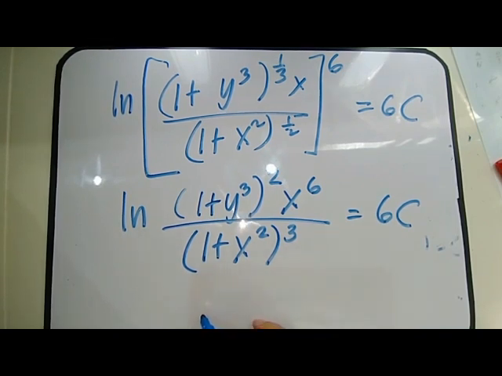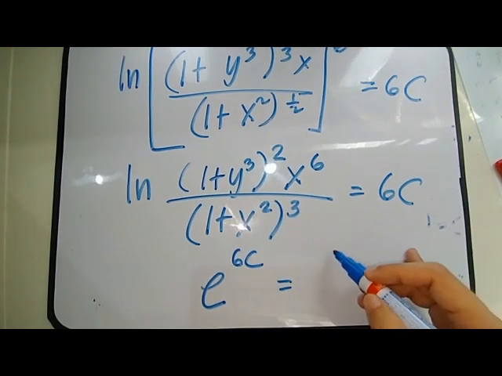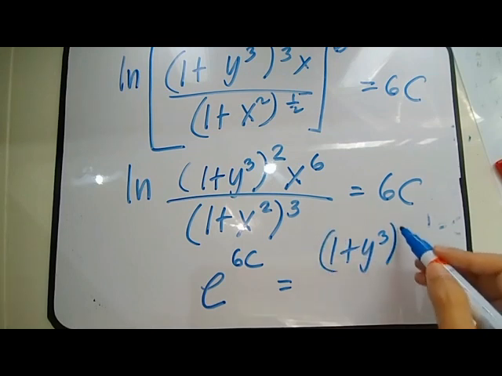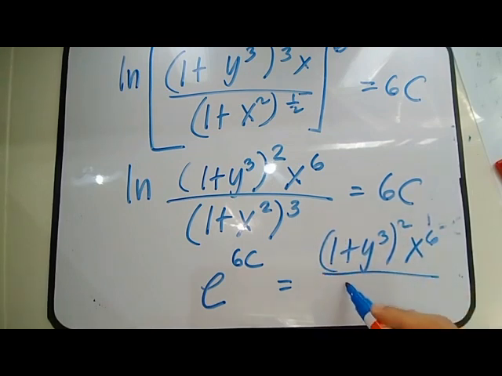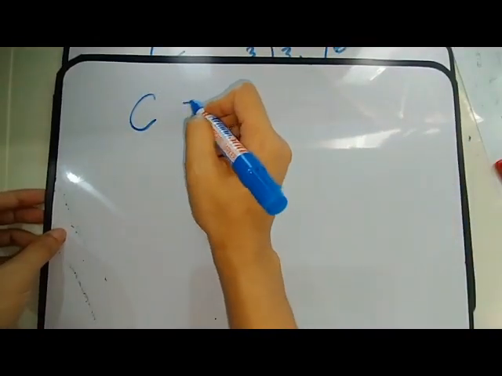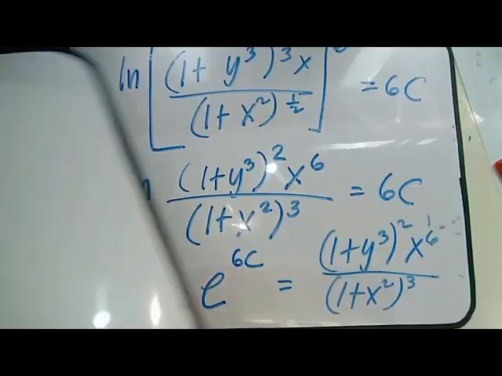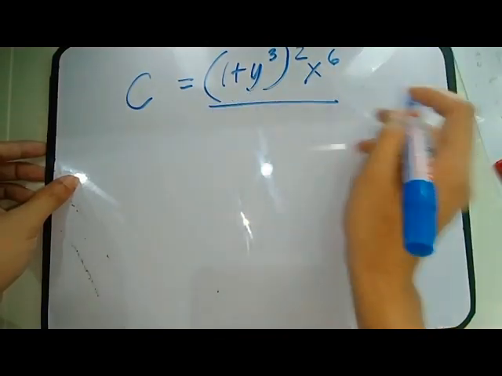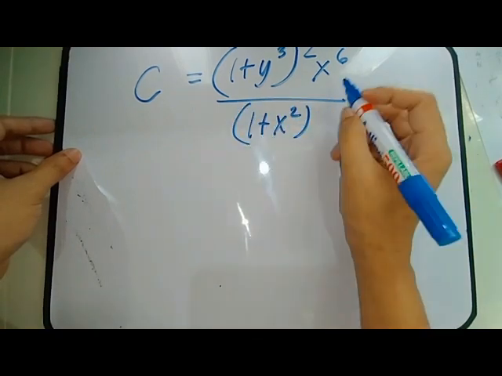Then we just reduce this in terms of e na lang. So therefore e raised to 6c is equal to, we have 1 plus y cubed quantity squared x raised to 6 all over 1 plus x squared cube. So ito guys, constant lang naman siya. So therefore ito, pwede natin sabihin na this is just a constant. So e raised to 6c. So e is a constant, 6c is a constant, therefore this expression is just a constant c. Therefore we can say that c is just equal to 1 plus y cubed squared x raised to 6 all over 1 plus x squared quantity cube.